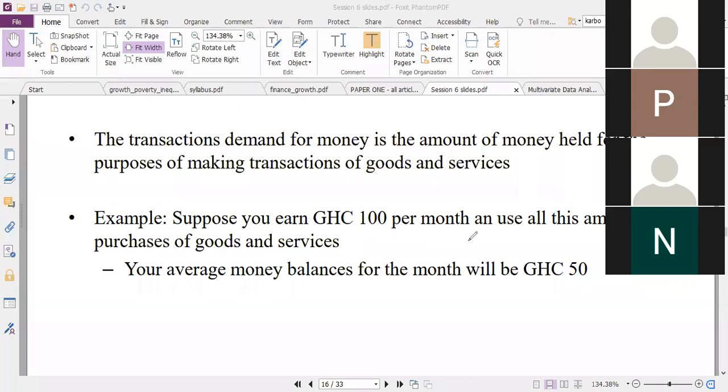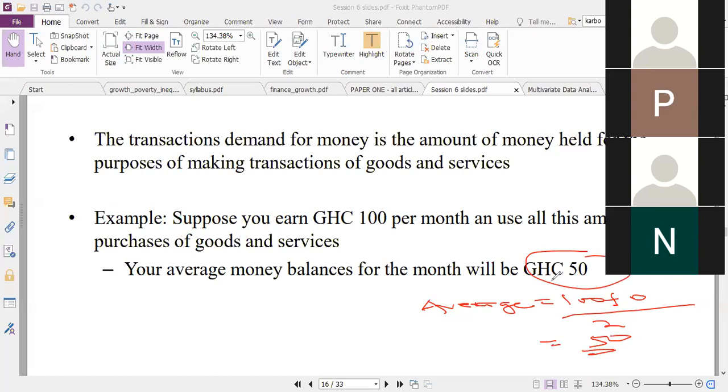Yes. Good. So let's assume you earn 100 cedis per month. We are looking for the average. Basically, what I'm trying to say is you earn 100 cedis per month, and at the end of the month, you've spent all these 100 cedis on purchase of goods and services. So how do we find the average? Average is the 100 plus what you've spent, all over two. I do this, I'm going to get 50, and that's the 50 here. Do you get it?